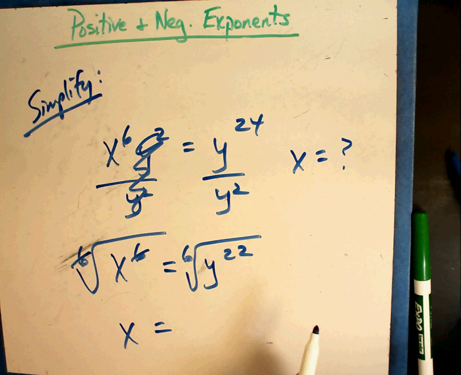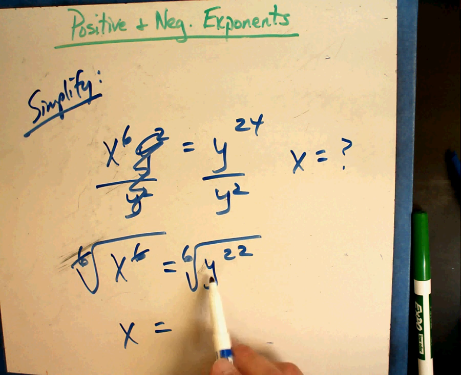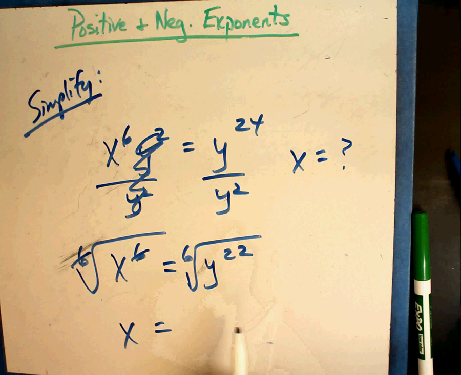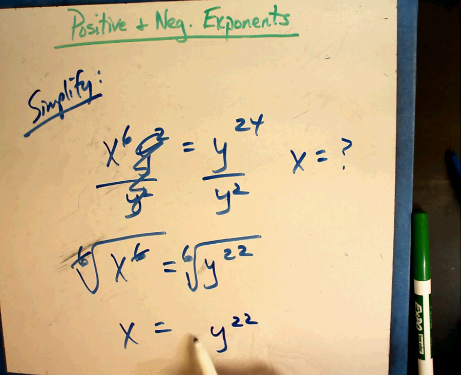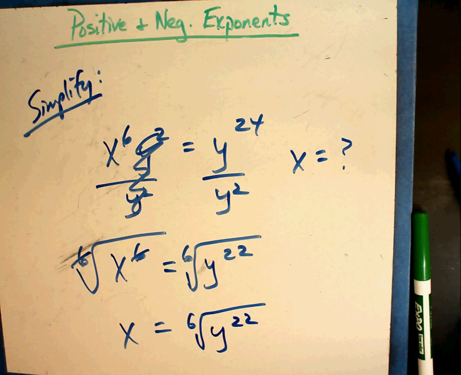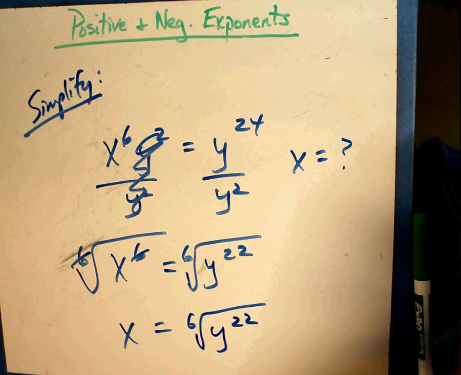So x is going to be equal to y to the 22nd to the 6th power. Okay? And you can simplify if you wanted to, but you can do y to the 22 to the 6th power. Okay? That's what you would look for. All right? In the next video, you're going to play around with some numbers yourself and simplify them. Let's see how you do.